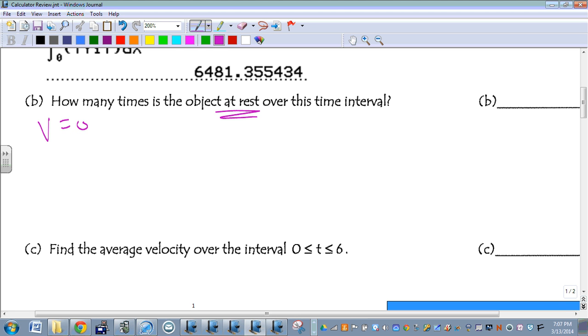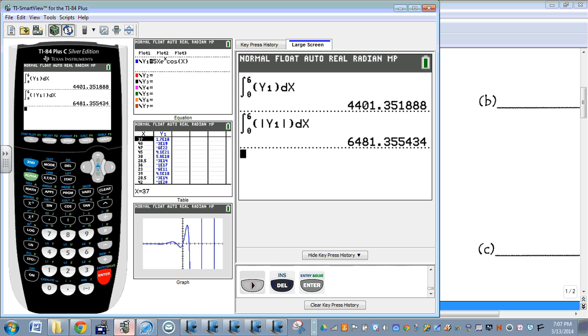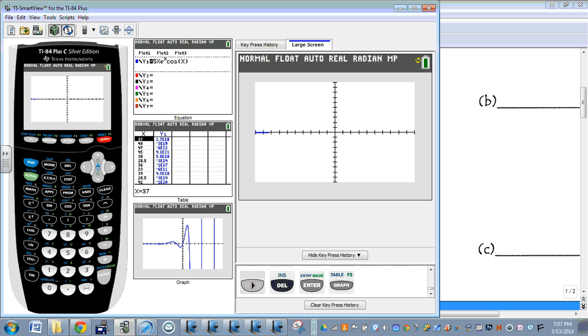Now this uses that first technique from the other sheet. We look at our graph, and we already have this in for y sub 1, so I can just go straight to the graph. Just how many times does it cross that direction? Or does it have to be greater than 0? Well, it says how many times is it at rest over the interval.